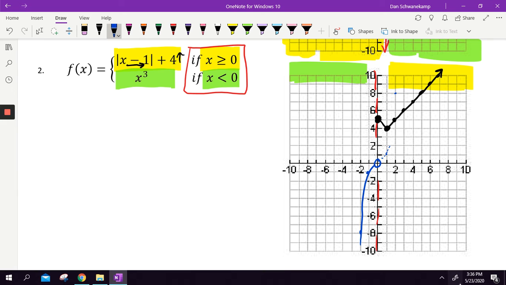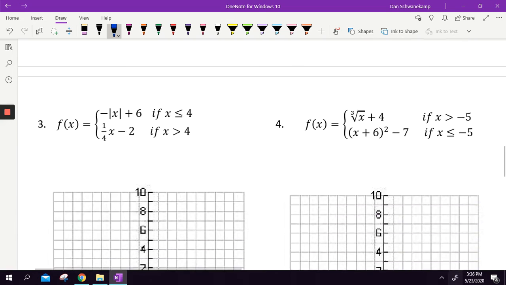If I were to graph the whole thing, it would look like that. But I only want it to the left of that line, so I'm going to go ahead and erase that. That is the shape on the left-hand side. So it's that cube graph only to the left of 0. There's my graph. Let's do it again.